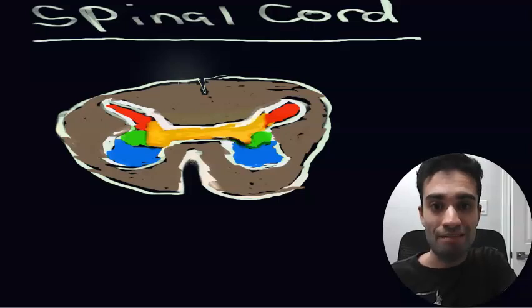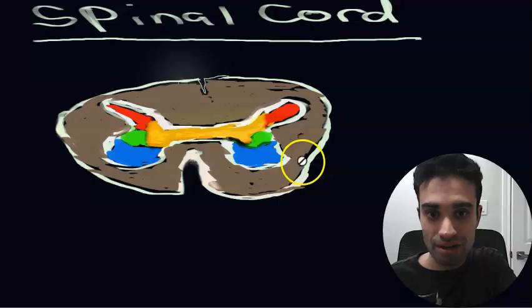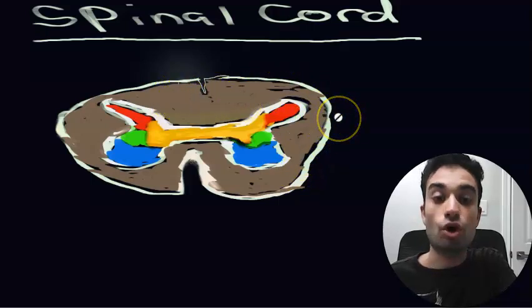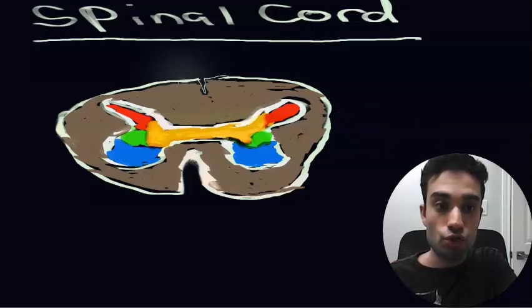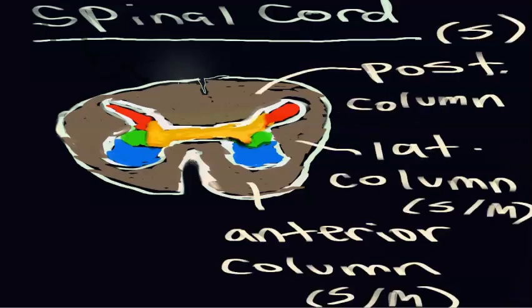First of all, we have these sections here in the white matter, which are known as columns. So the spinal cord is essentially made up of the anterior column, which is right here. It's made up of the lateral column, which is right here, and the posterior column, which is right over here.